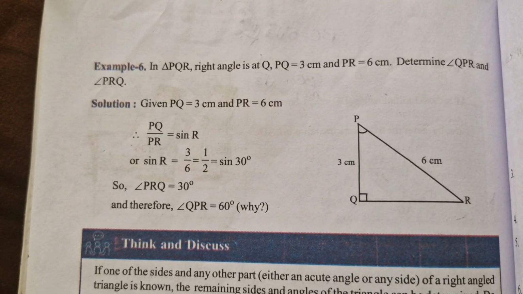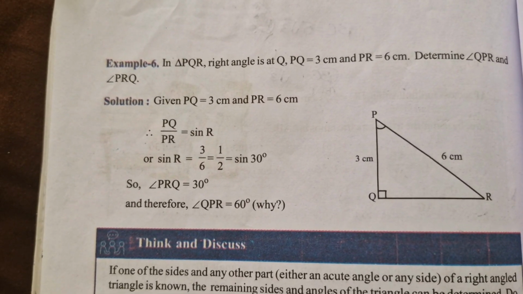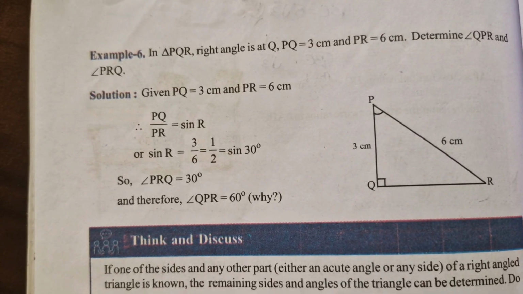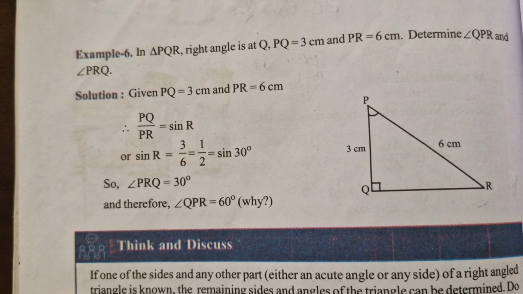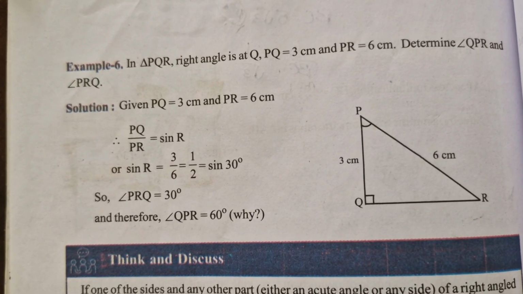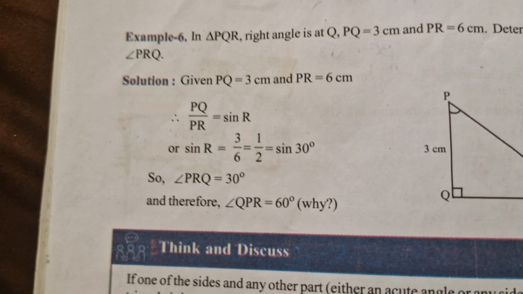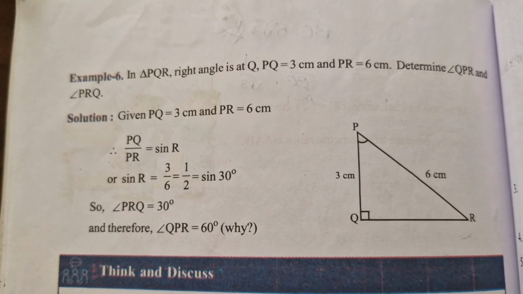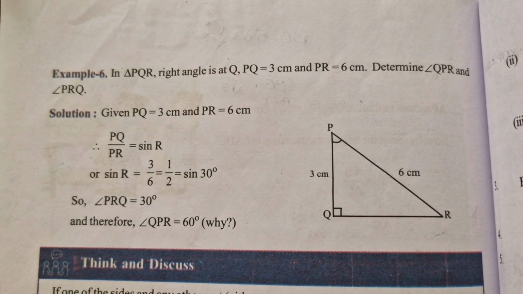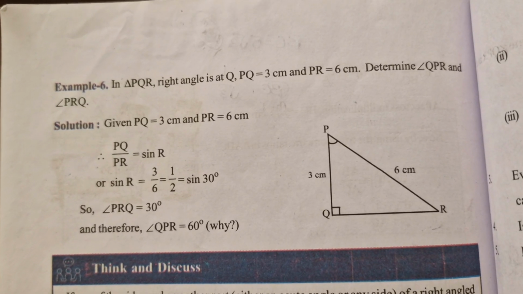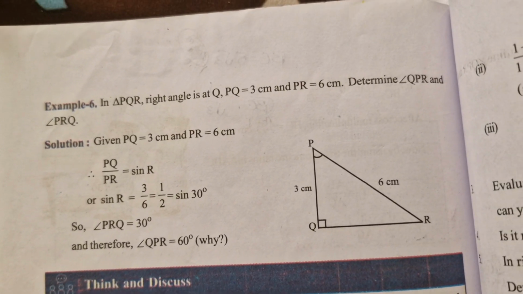So in this example, they are asking in reverse. They have given the sides, but they have not given the value of theta. So let us calculate the value of theta. It is simple, as you can see. In triangle PQR, right angle is at Q, and PQ is equal to 3 and PR is equal to 6.